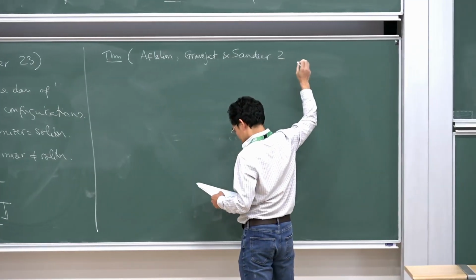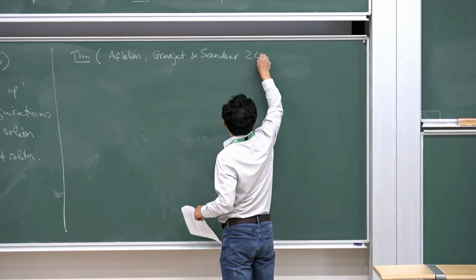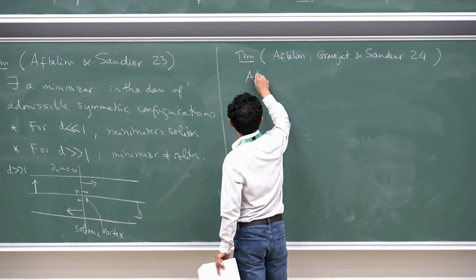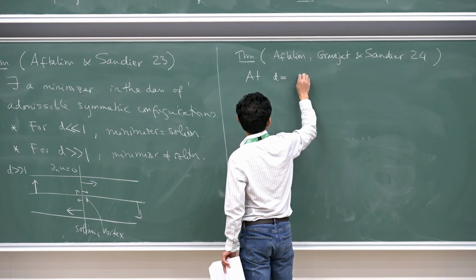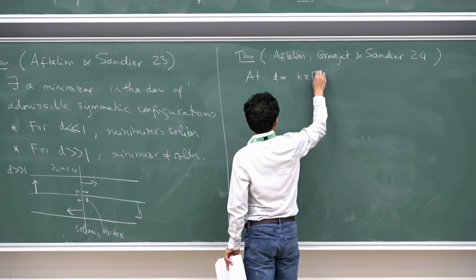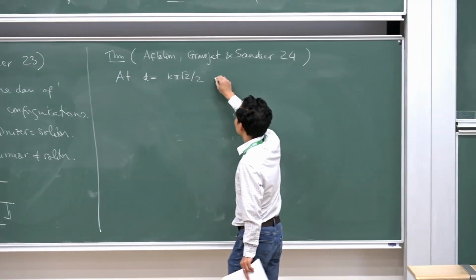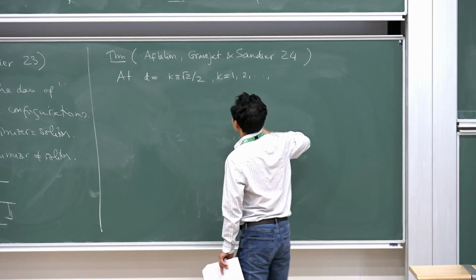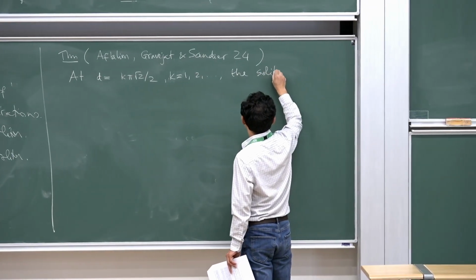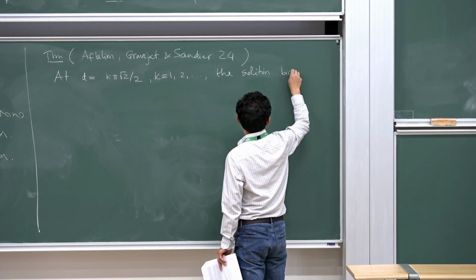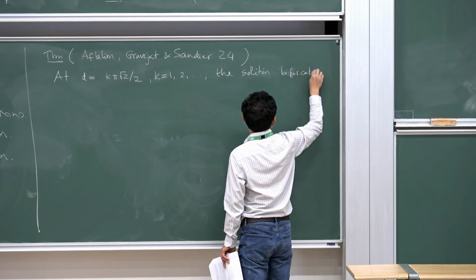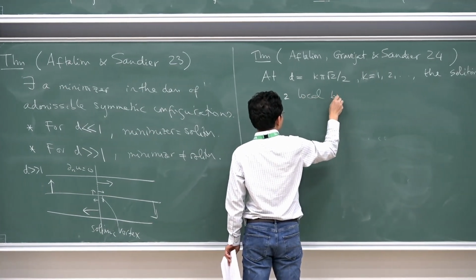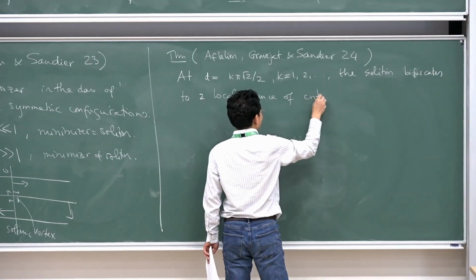So this is, I think, from last year. So at D equal to Kπ√2/2, where K is an integer, so K is 1, 2, etc., the soliton bifurcates to two local branches of critical points.